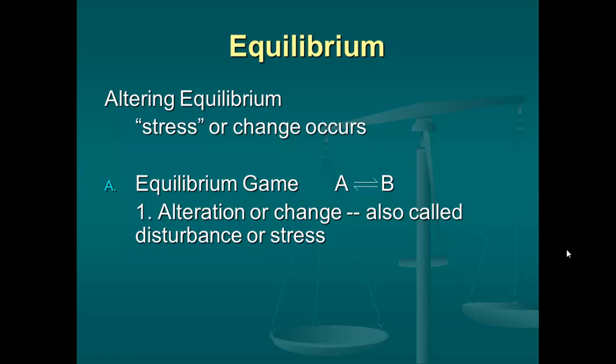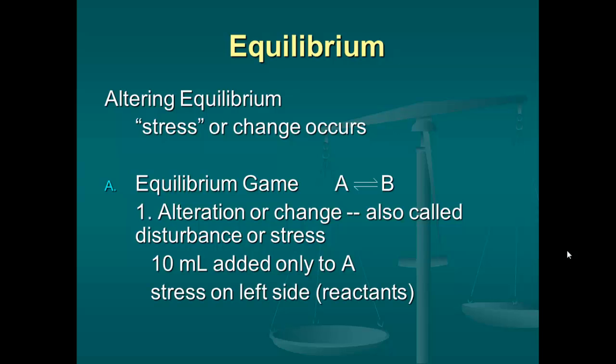If we make a change, also called a disturbance or a stress, if we stress the equilibrium, like we did in the equilibrium game, where in the second part you added 10 milliliters of water just to cylinder A, that would be stressing the equilibrium. And that would be a stress on the left side of the equilibrium, or a stress on the reactants, because you're adding more water to cylinder A.